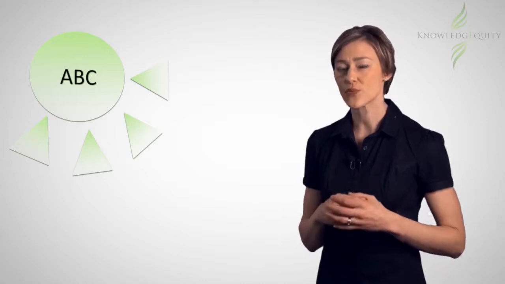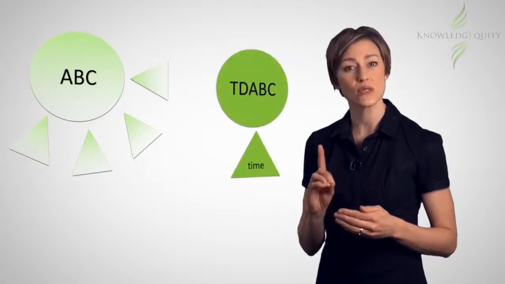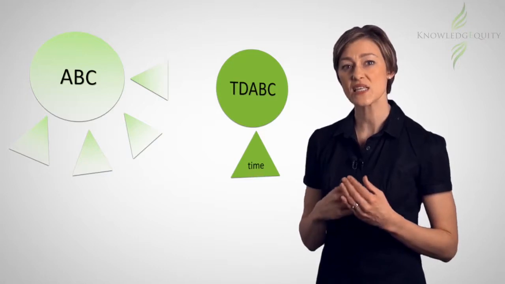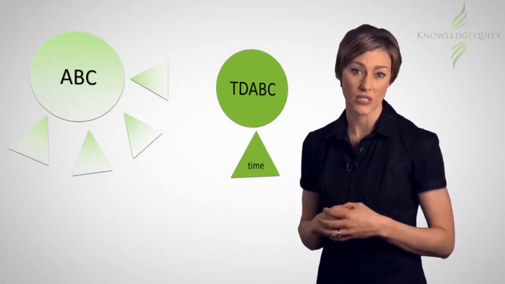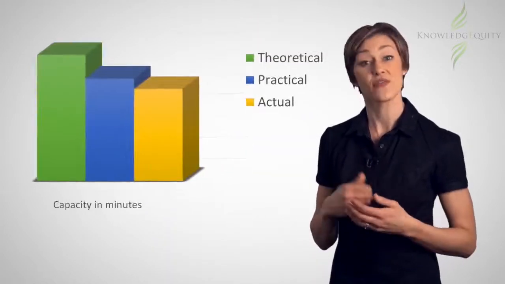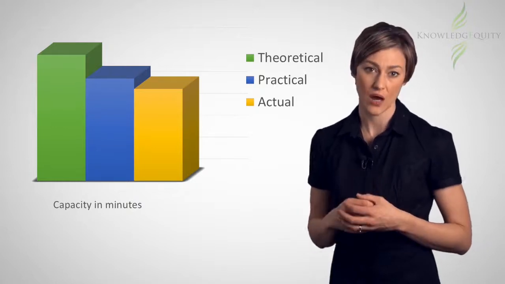The key difference between ABC and TDABC is that the array of cost drivers used in ABC are replaced by a single cost driver, time, in TDABC. This has the effect of greatly simplifying the costing exercise. So, having done ABC already, in some ways moving on to TDABC is quite simple. However, we also need to think about theoretical, practical and actual capacity based on time.